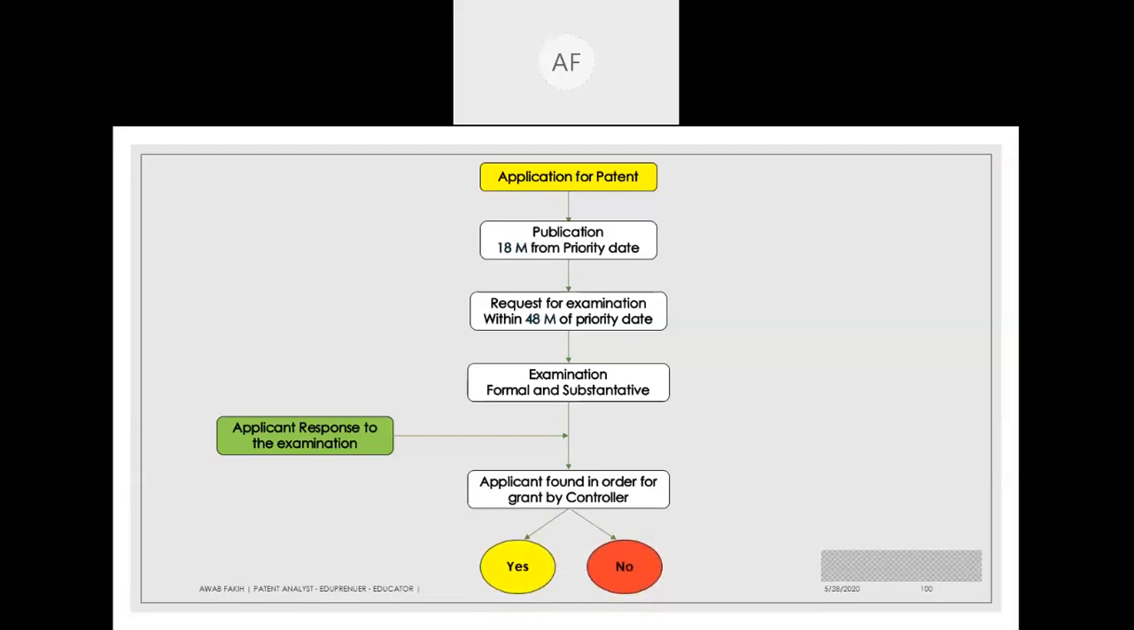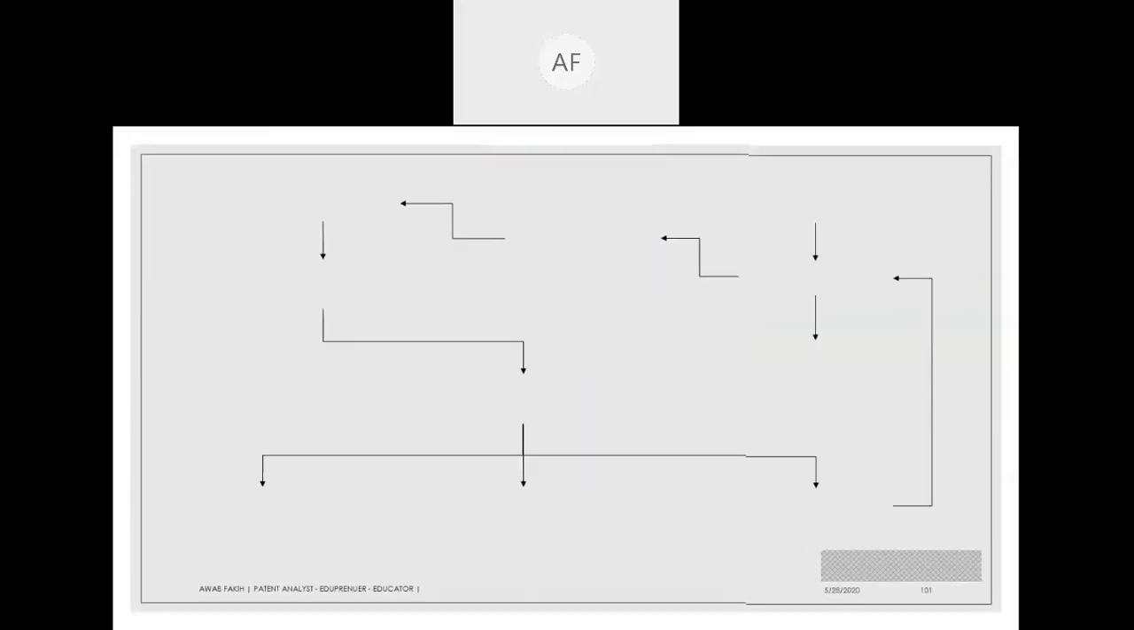Let's be very positive. Since today we know what IPR is and what the patent filing procedure is, let's start with the yes answer. If it is yes, congratulations to everyone. Your patent is granted. The examination team says yes, it is unique, it is novel, it has an inventive step, it is capable of industrial application, it is helping humankind directly or indirectly, so it should be granted.